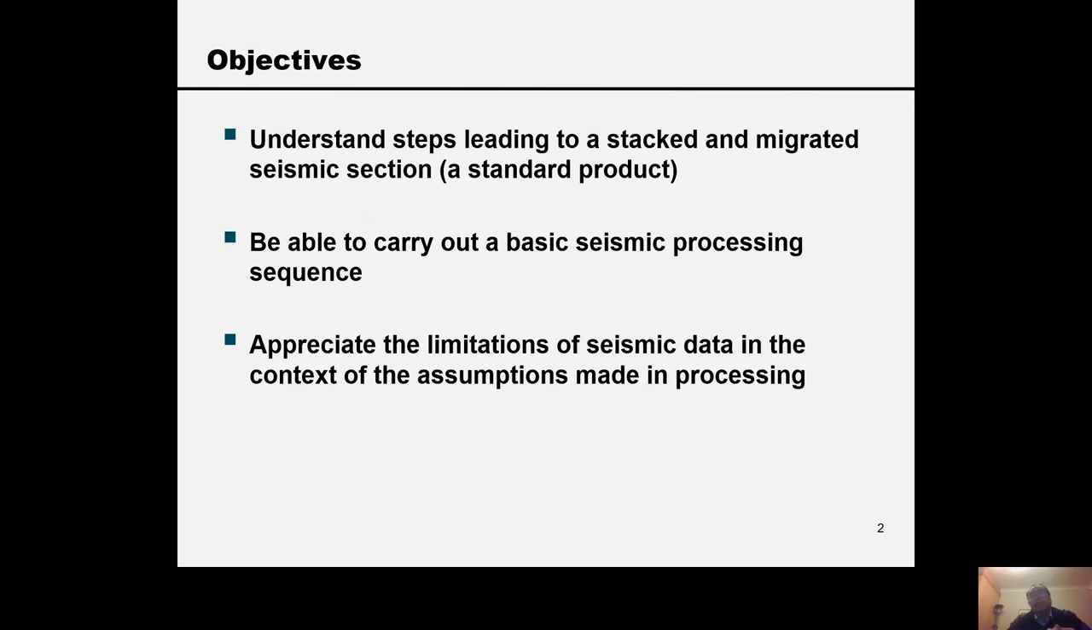Then we need an actual step, which is migration. We move the structure to the true position in terms of depth. So this is the first objective. The second objective is you should be able to carry out basic seismic processing sequences. Basically, through the practice, you will be able to understand the concepts much better in terms of the physics behind.